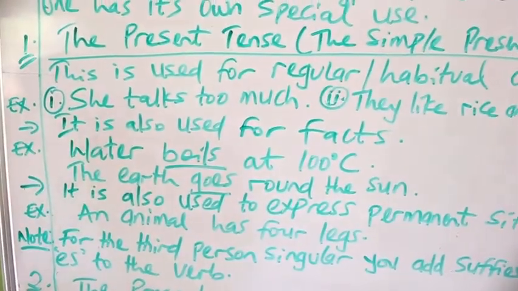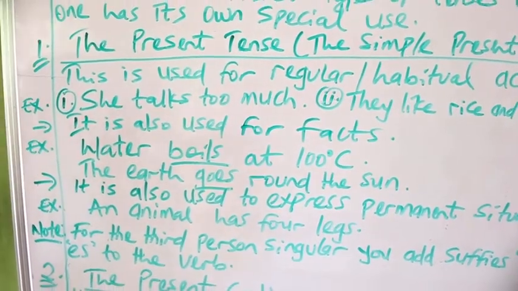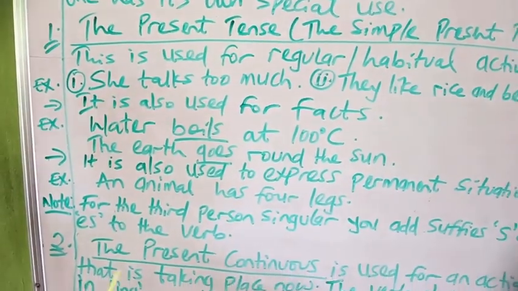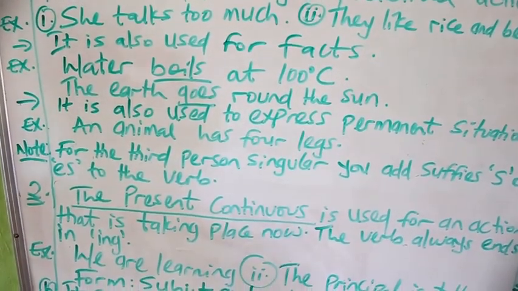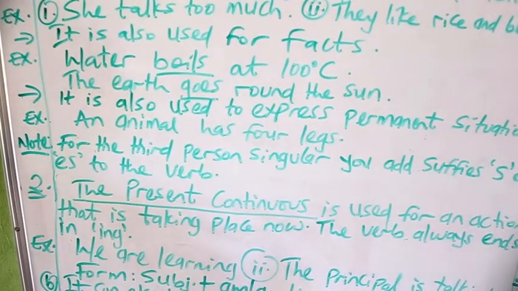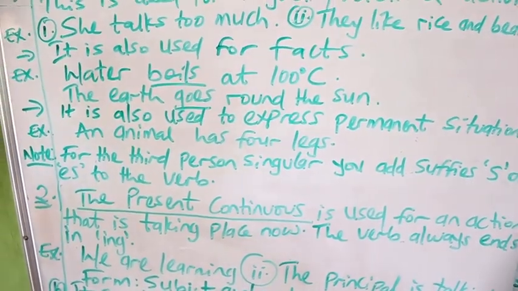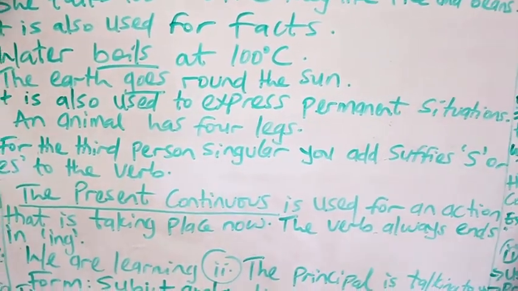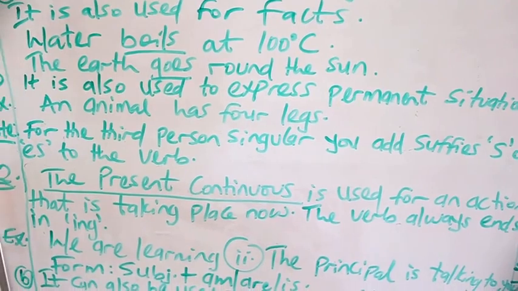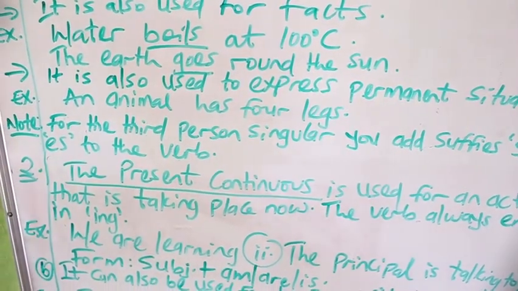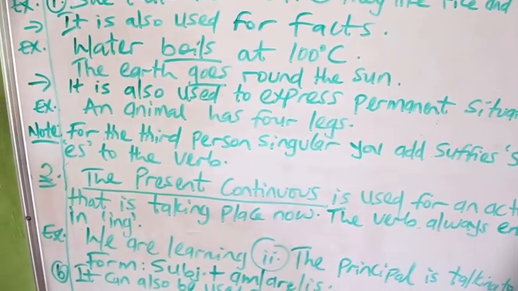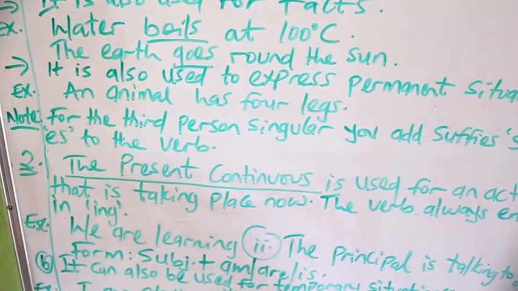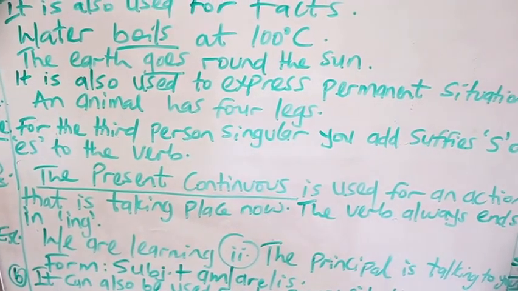And the second one here, under the types, is the present continuous tense. The present continuous tense is used for an action that is taking place now. It is present, and it still continues. It's used for an action that is taking place now. The verb always ends in ing.